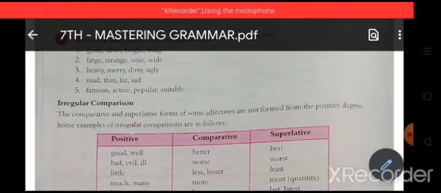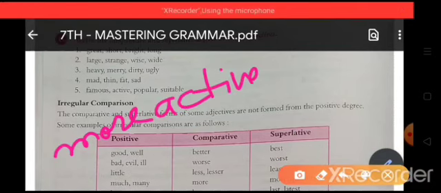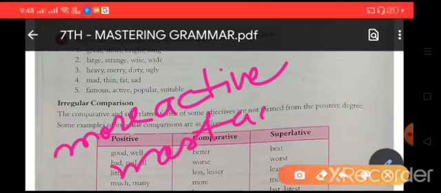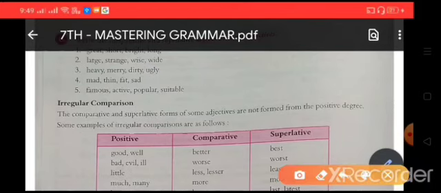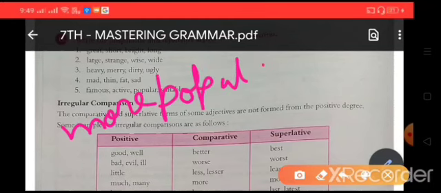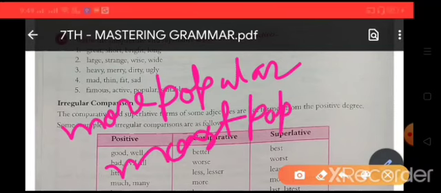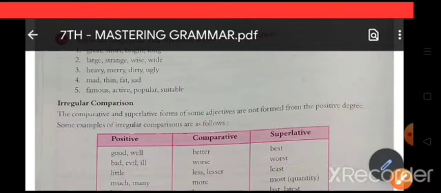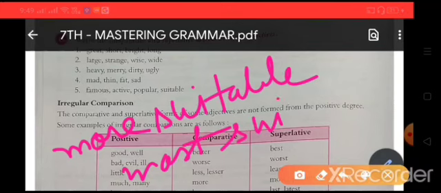Now active, more active, most active. Popular, more popular, most popular. Suitable, more suitable, most suitable.